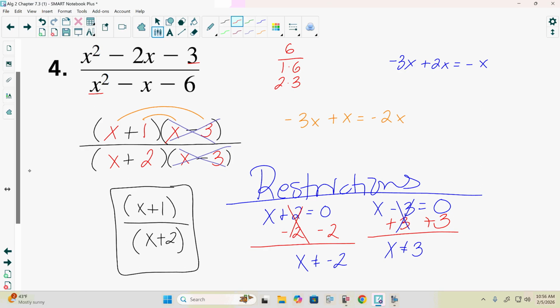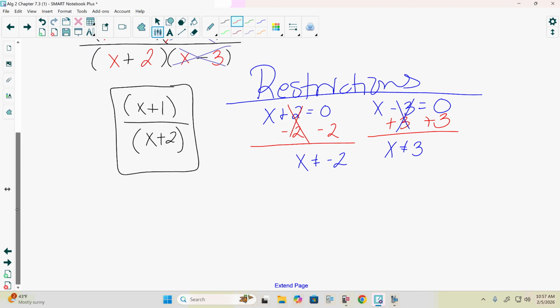0 is not a restriction. And if we plug 0 in here, what's all that going to be? 0, because 0 squared minus 2 times 0, that's 0. All of this would be, so really it'd just be negative 3 over negative 6, which is 1/2, yes?